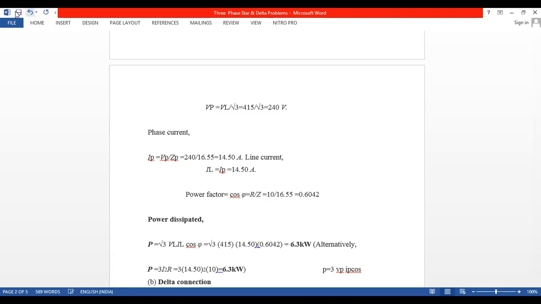So what is the formula for power factor? All the students: cos theta is equal to R by Z. The complete internal behavior I will discuss. R by Z, resistance is 10 and Z is 16.55. We got this particular value.